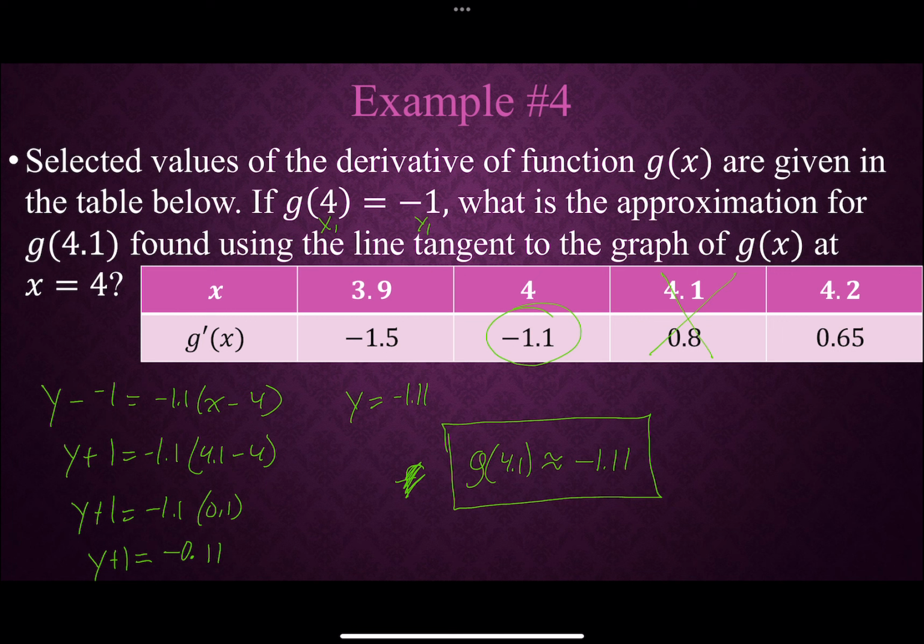All right, so that's our linearization technique. You're writing just linear equations, so you just need a point and slope, and then you're going to fill in a value for x to approximate a value that you're looking for. All right. So that's it for linearization.